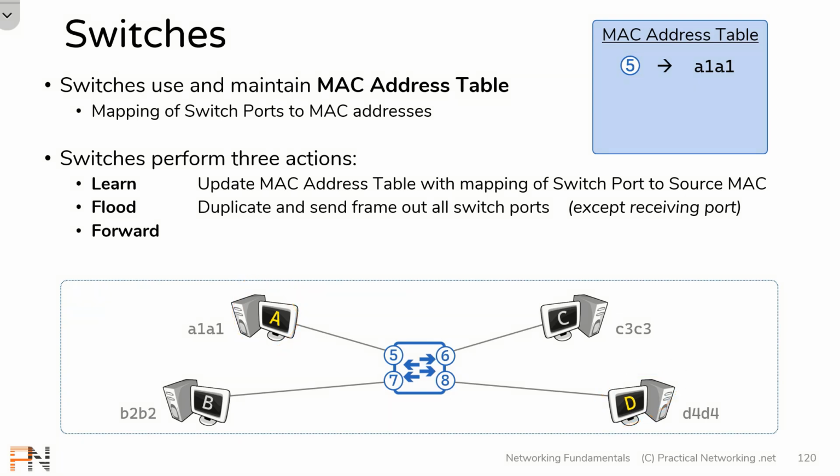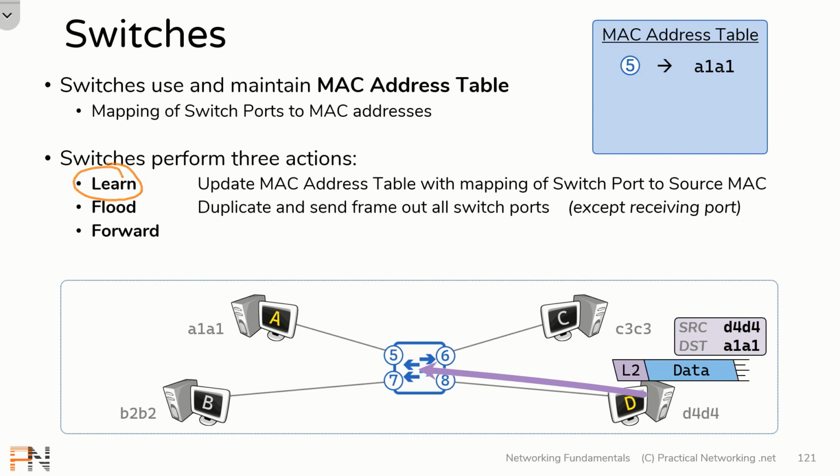Now, inevitably, host D is going to generate a response to send back to host A. This response is going to have a source MAC address of host D's MAC address and a destination MAC address of host A's MAC address. Host D is going to put this response on the wire, where it'll arrive on the switch on port 8. This will allow the switch to once again perform its learning action. It's going to update its MAC address table, indicating that something just arrived on port 8 with a source MAC address of D4D4. This allows the switch to create this mapping.